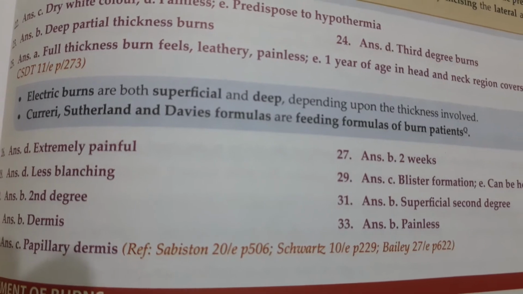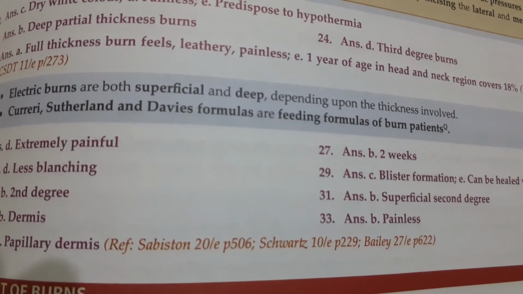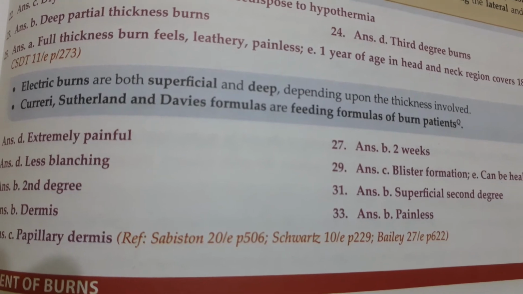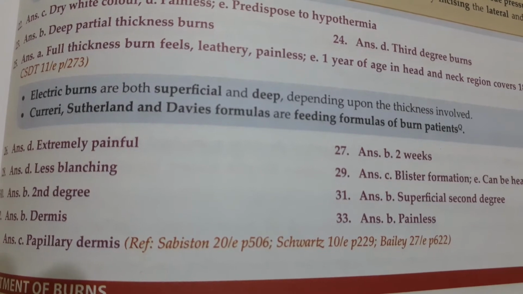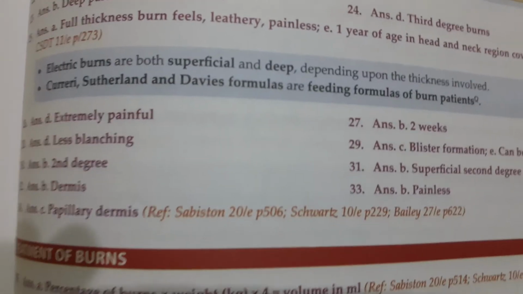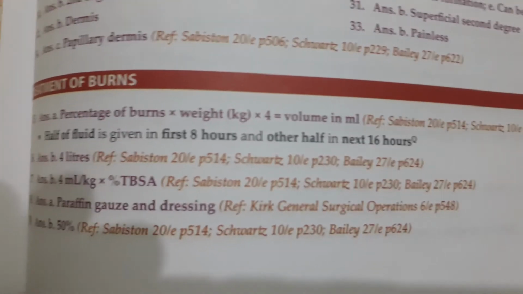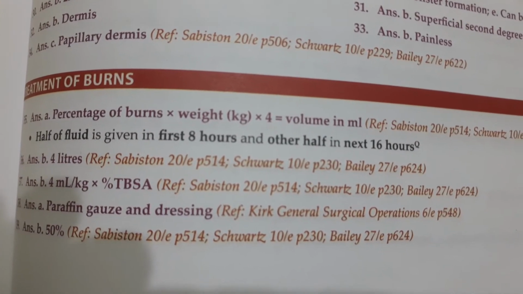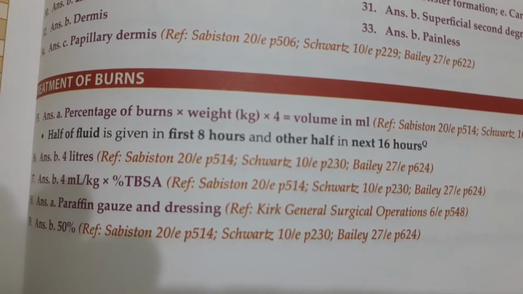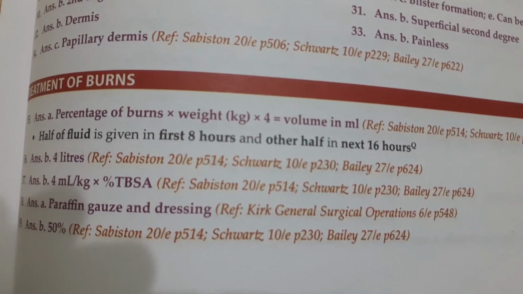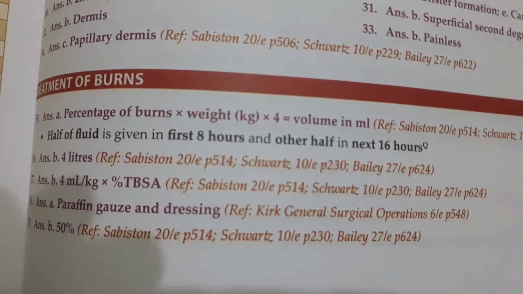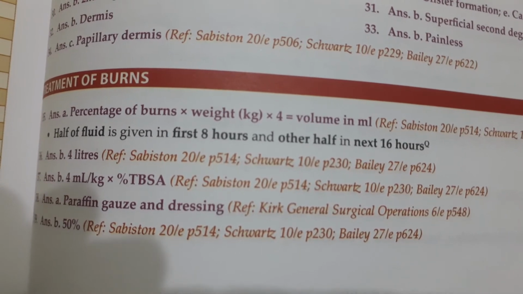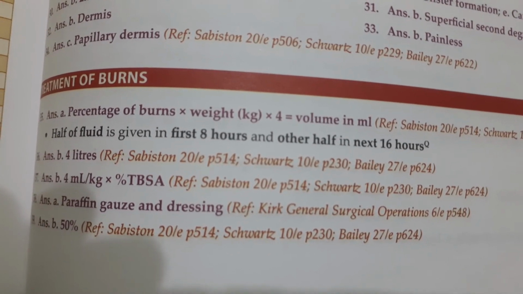Electric burns are both superficial and deep depending upon the thickness involved. The Parkland formula is used for fluid resuscitation in burn patients: percentage of burns times weight in kg times volume in ml. Half of the fluid is given in the first 8 hours and the other half in the next 16 hours.